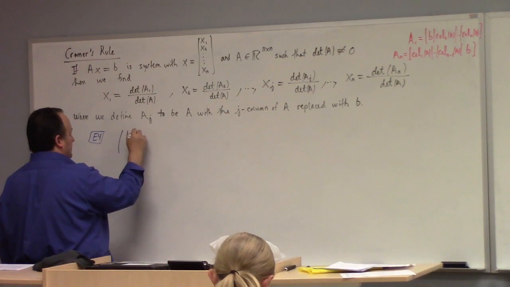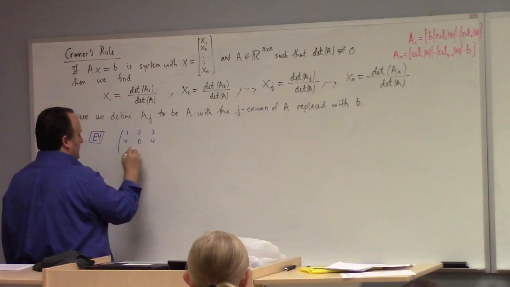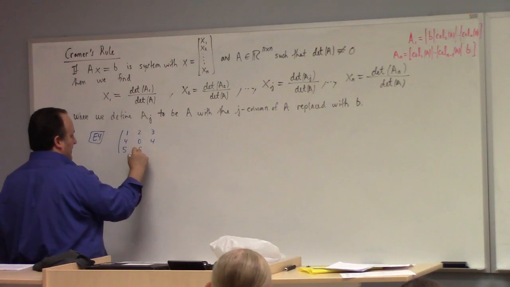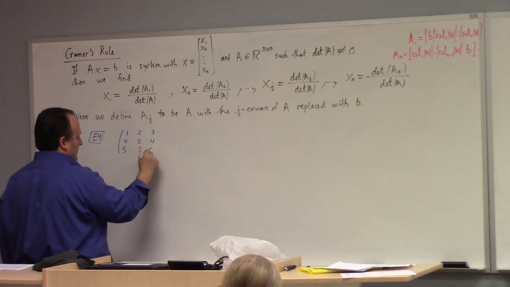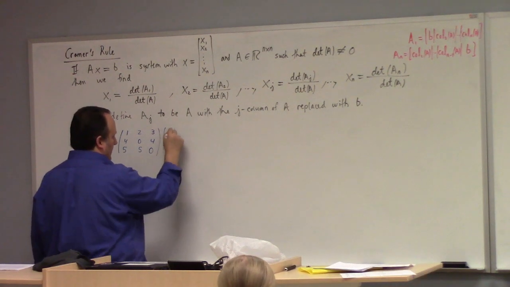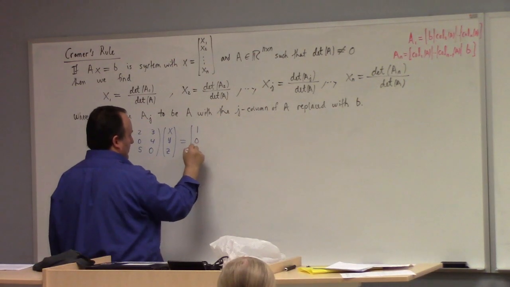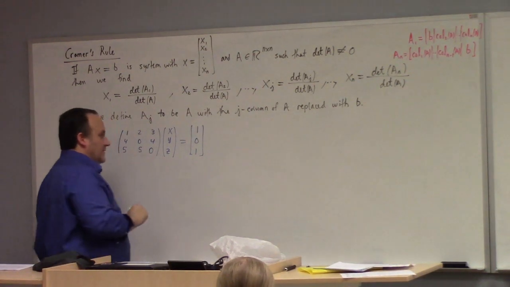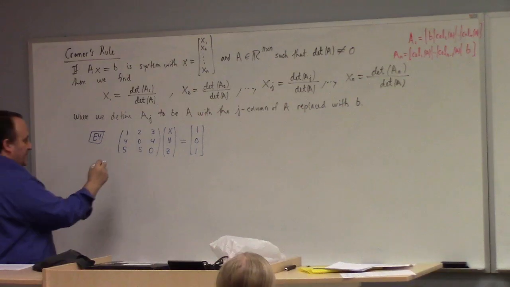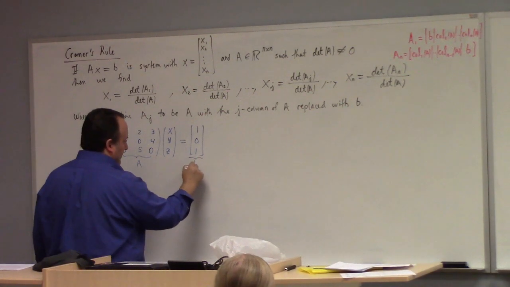All right, so suppose you want to solve 1, 2, 3, 4, 0, 4, 5, 5, 0 times x, y, z equal to 1, 0, 1, all right? So this is my A, this is my B.